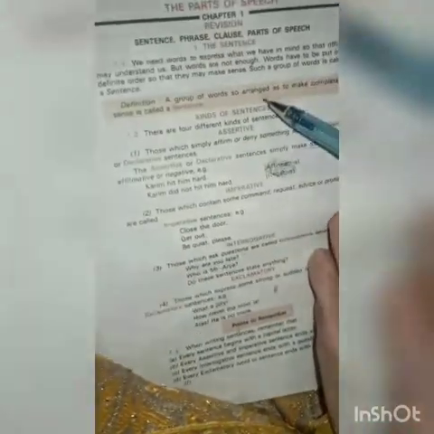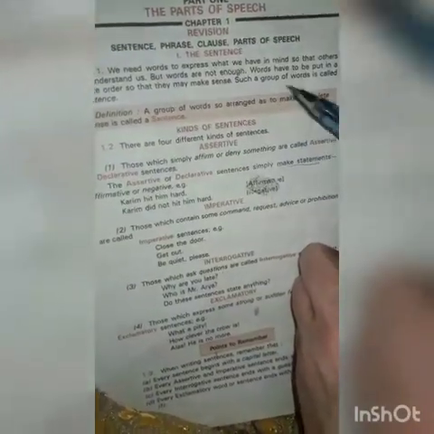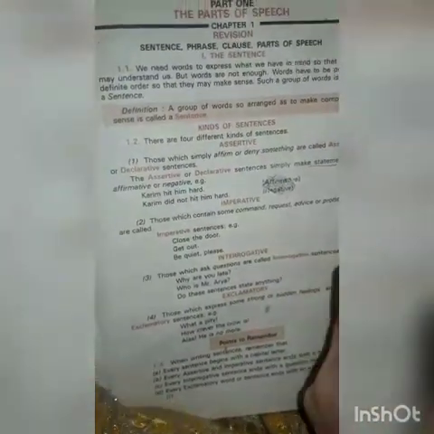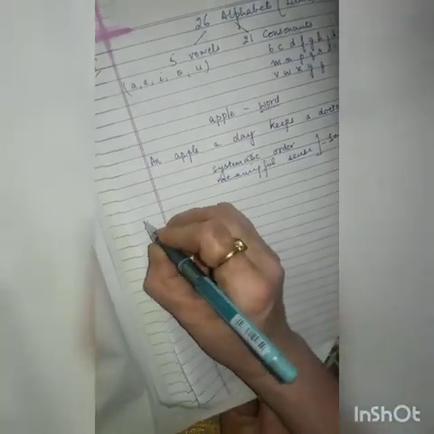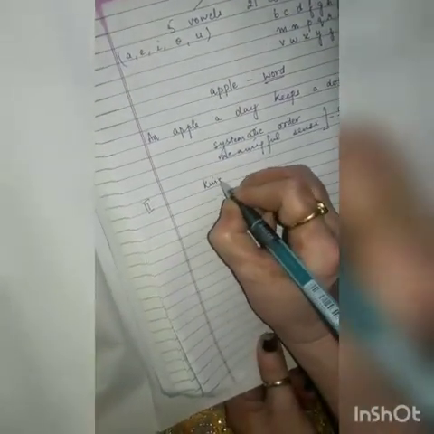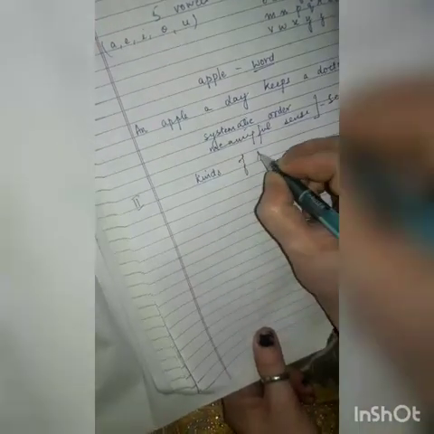Therefore, how do we define a sentence? A sentence is a group of words so arranged as to make complete sense. This is the first point you should know; these are the basics of the chapter. Now, the second part is kinds of sentences.